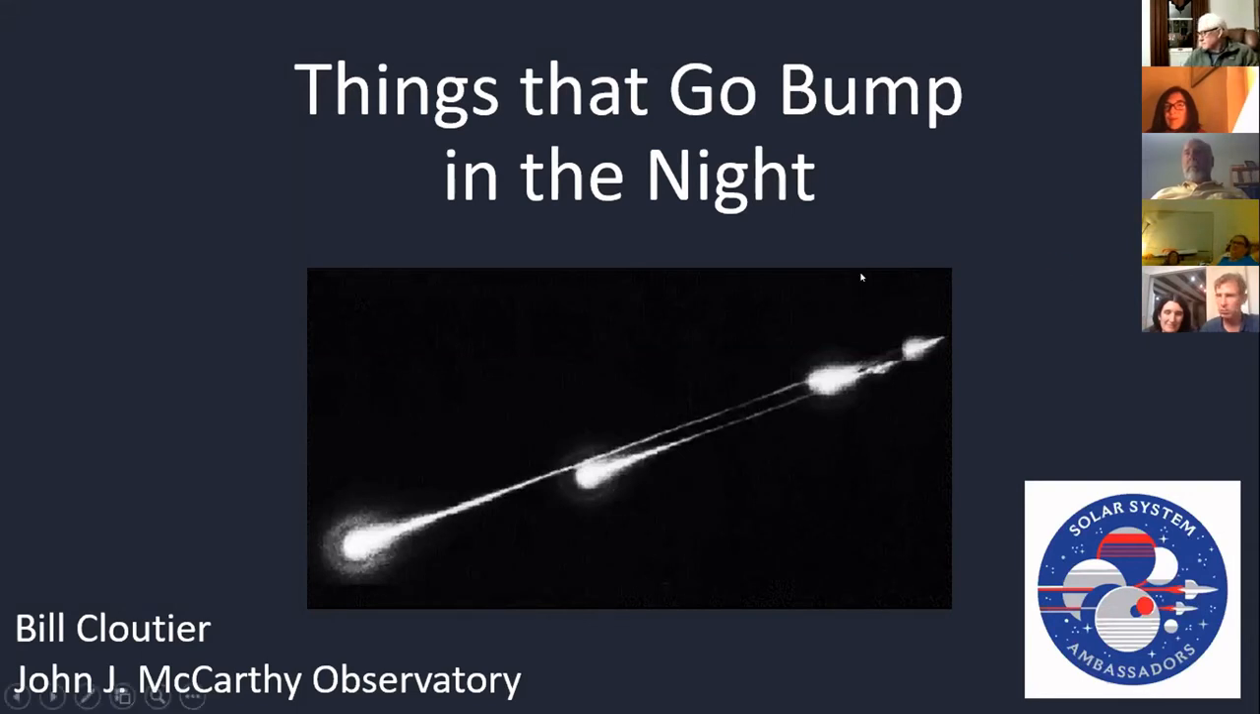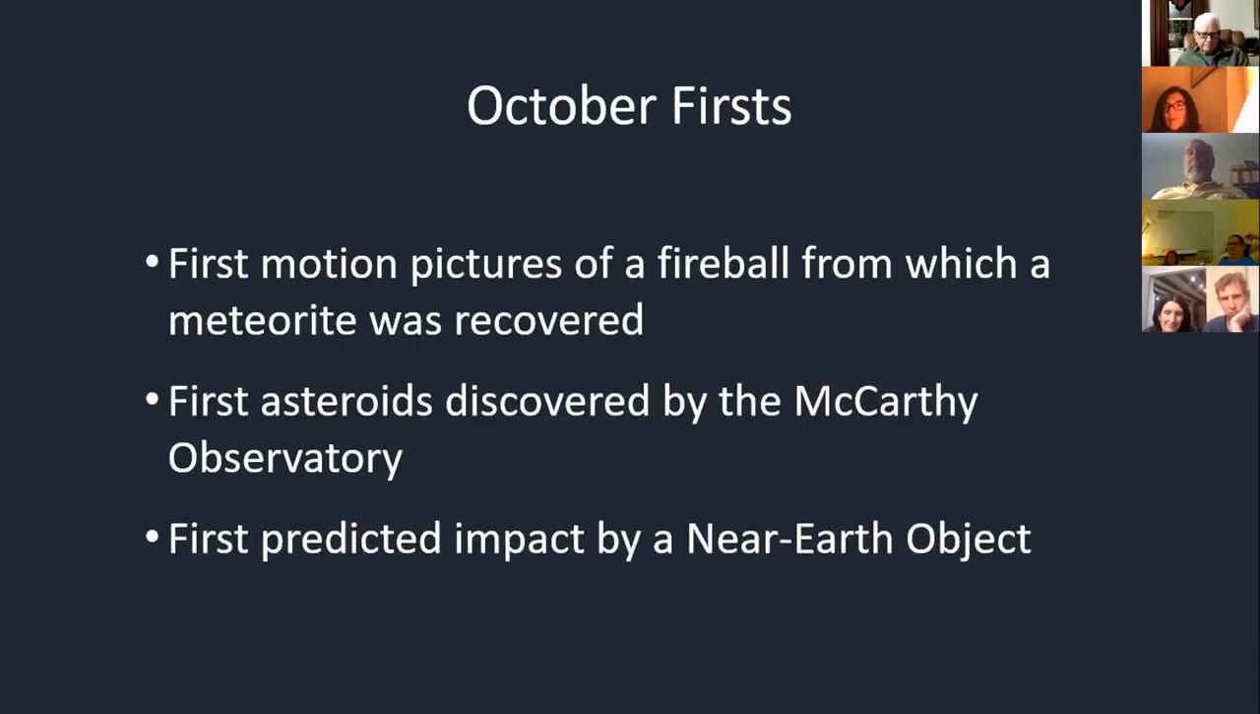Well, good evening. I thought that since it's October, we would have a couple of tales that involve a clear and present danger and maybe some connection with the McCarthy Observatory. So my talk is going to focus on 3 events in October. First of a kind, the first motion pictures of a fireball from which a meteorite was recovered. The first asteroid discovered by the McCarthy Observatory, and the first predicted impact by a near-Earth object, which actually impacted.